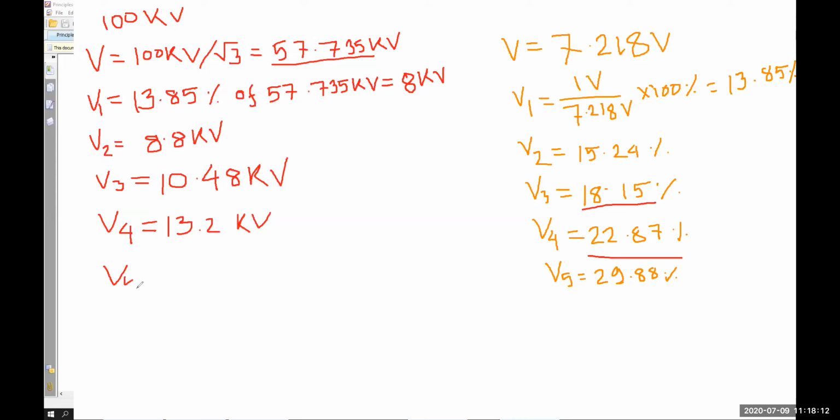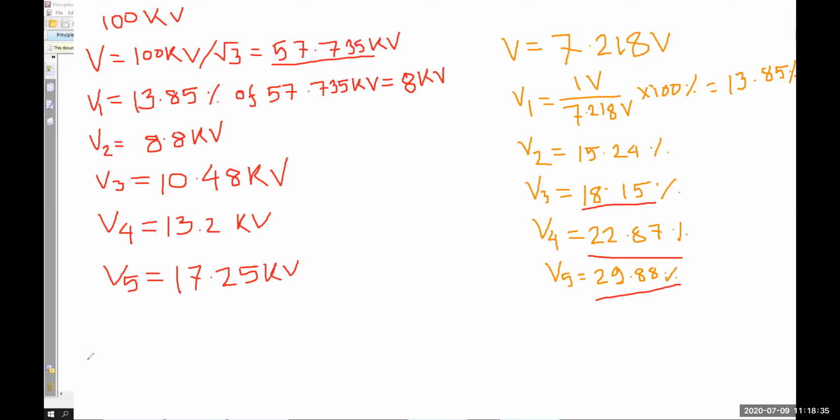What about your V5? Your V5 will be 29.88%. That gives 17.25. Okay, so that is the answer.